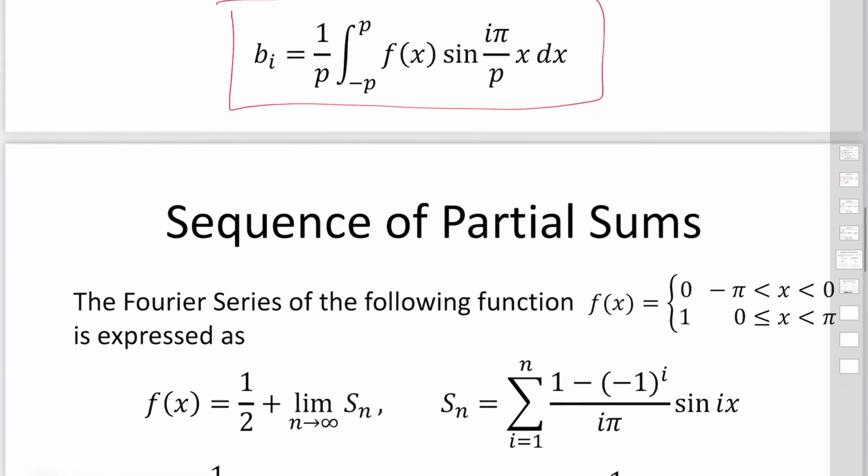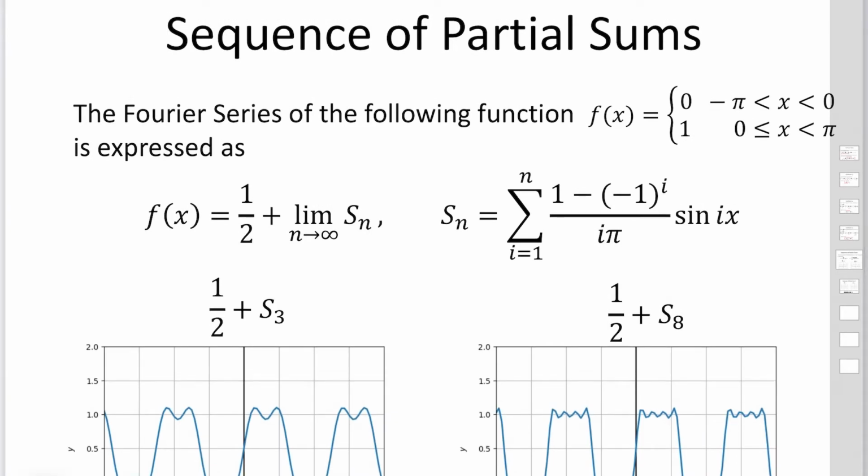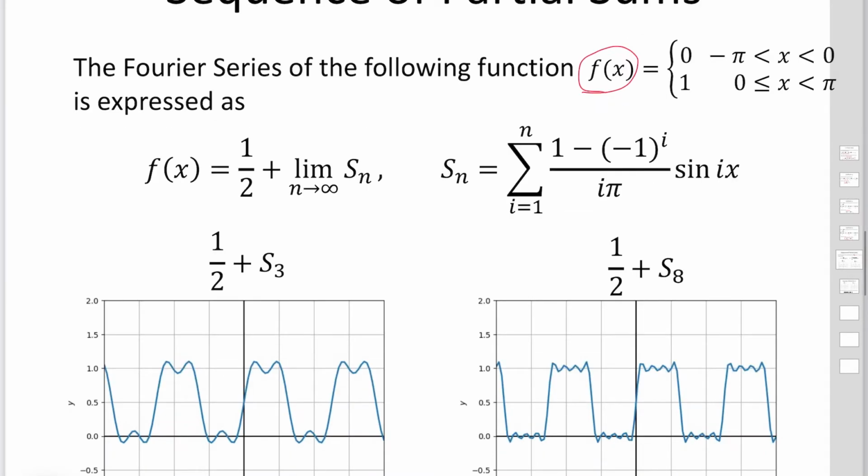So in the practice, we find the Fourier series of f(x). f(x) becomes 0 in the range of minus pi to 0. f(x) becomes 1 in the range of 0 to pi. This corresponds to a sub 0 over 2. S sub n is a partial sum of the sine functions. So this corresponds to b sub i. And a sub i becomes 0 in this case.